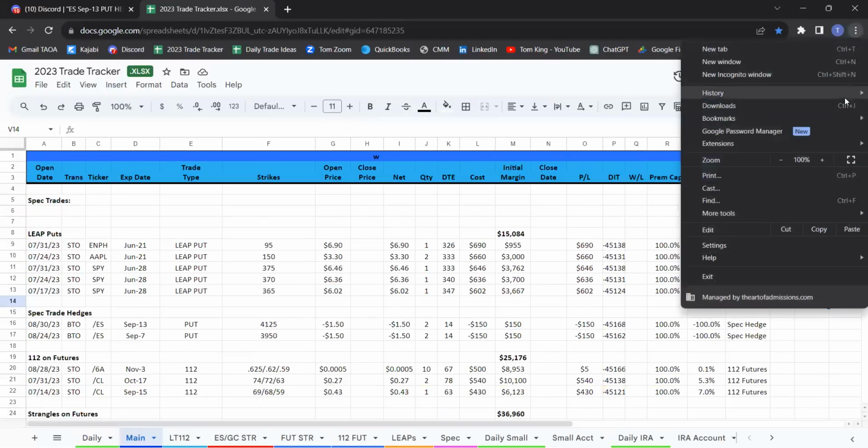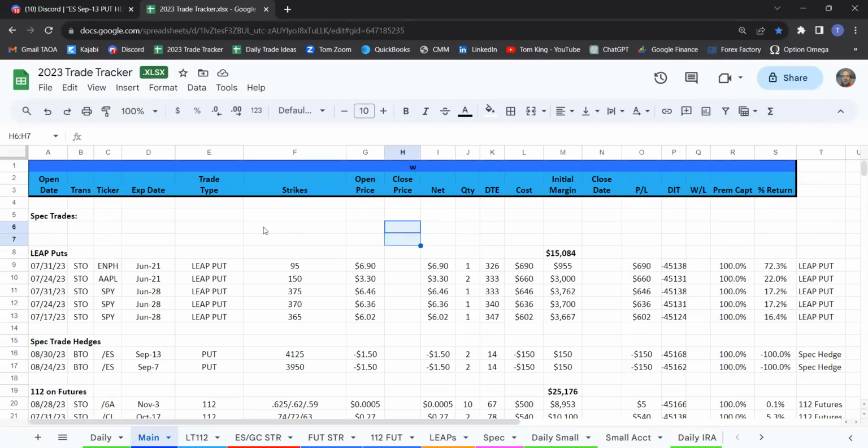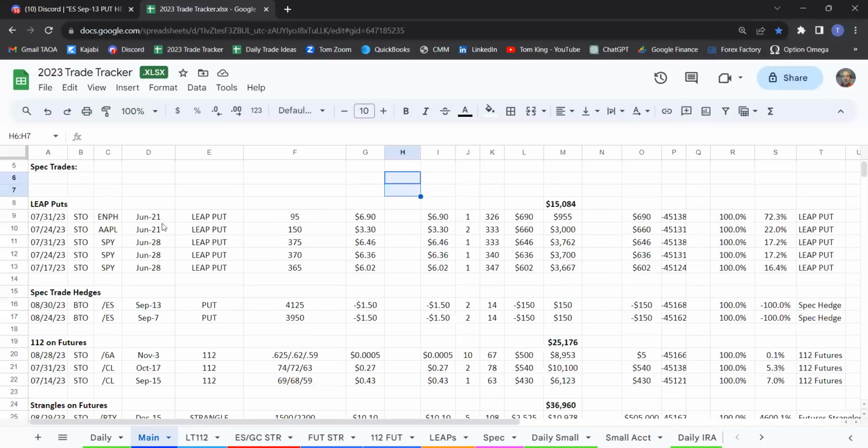All right, so let's jump into the different trades that we have on. Maybe I can make this a little bit bigger. Okay. All right, so here's our trade tracker. Let's take a look. So right now we have these LEAPS on the 3 SPY, the 2 other LEAPS that we already talked about.